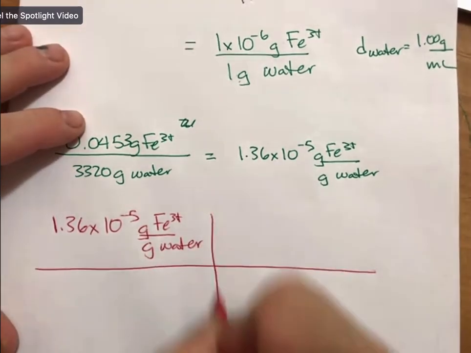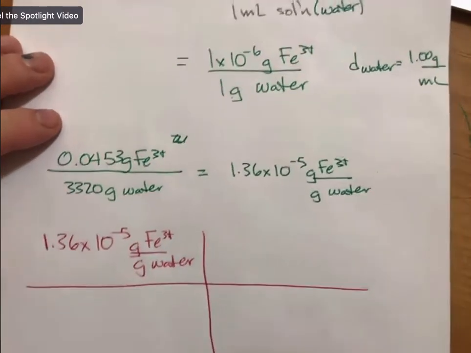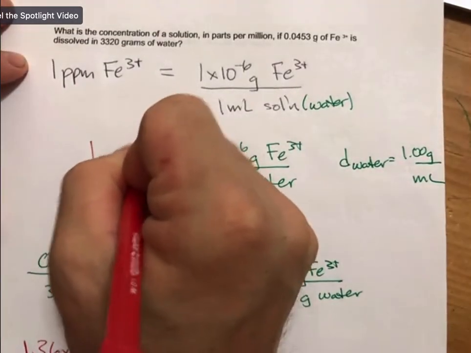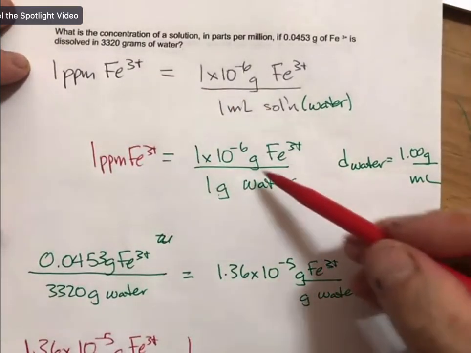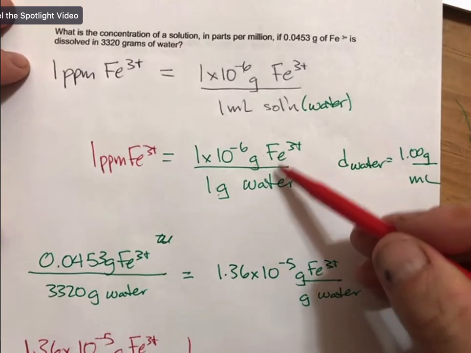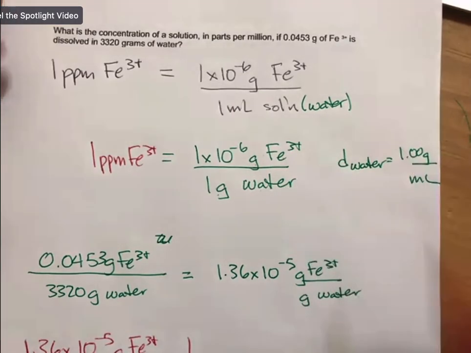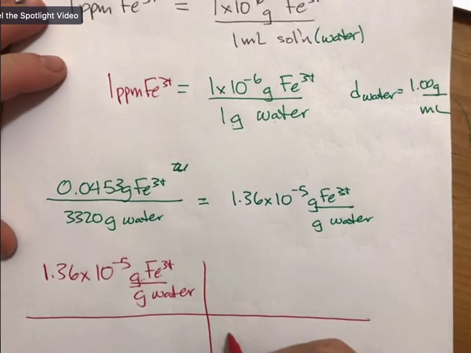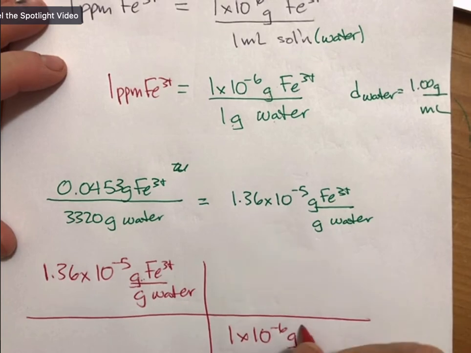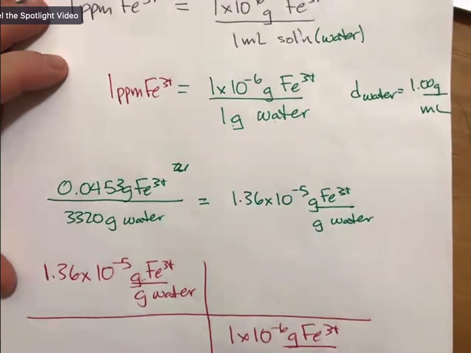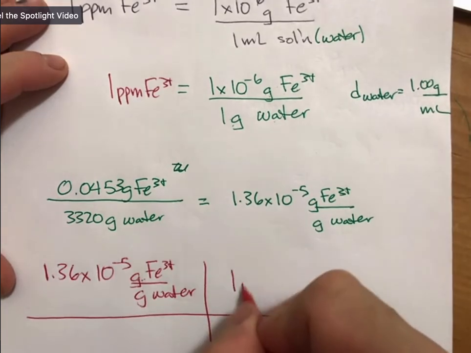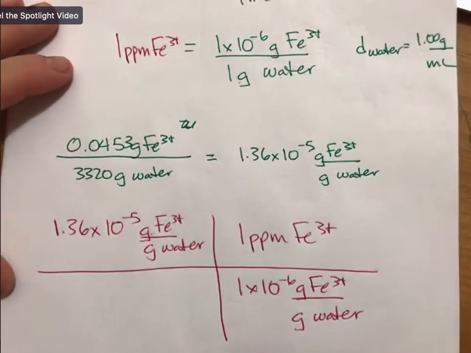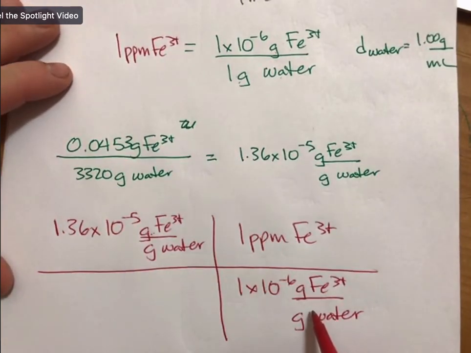and do what is probably a little bit complicated, but I use the fact that 1 part per million is equal to 1 times 10 to the minus 6 grams of iron 3 plus per gram of water. I have grams of Fe3 plus per gram of water on the top. And then I put 1 part per million on top. So it's sort of like doing a complex fraction in my unit conversion.